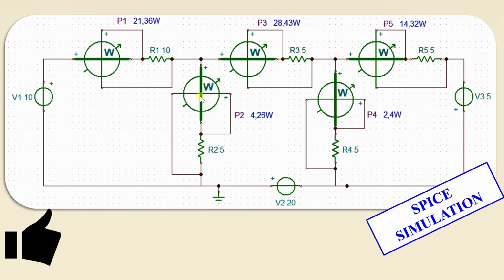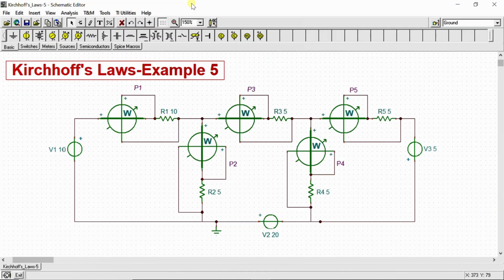After we finish calculation, we go to SPICE simulation in order to verify our calculation. This is our circuit done in the Spice Simulator. We can see here this is the voltage source V1, this is V2, and this is V3, and we have our resistors R1, R2, R3, R4, R5. In order to measure the power dissipated in each resistor, we connect here wattmeter 1, wattmeter 2, wattmeter 3, wattmeter 4, and wattmeter 5.